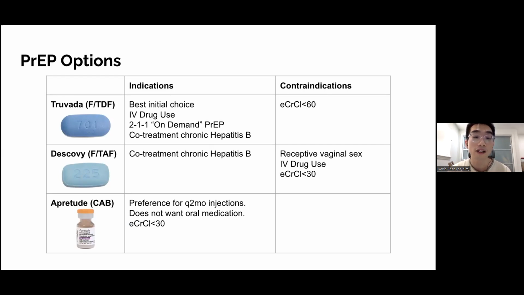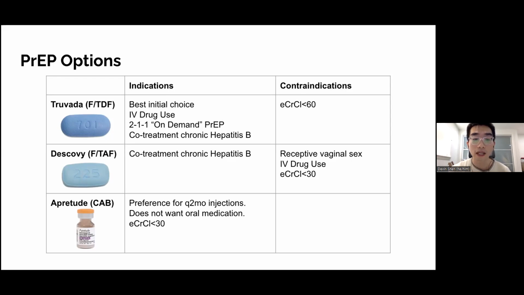And Truvada and Descovy are both approved for co-treatment of chronic hepatitis B. Truvada cannot be used if a patient's estimated creatinine clearance is less than 60. For Descovy, there's more of a lenient room and can be used as long as the creatinine clearance is greater than 30. However, Descovy was not studied for people who have receptive vaginal sex and not studied for people who use injection drugs.